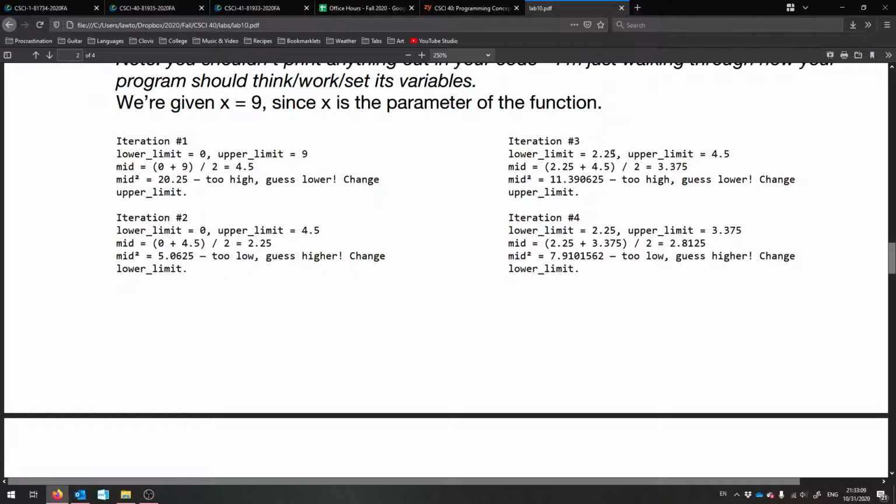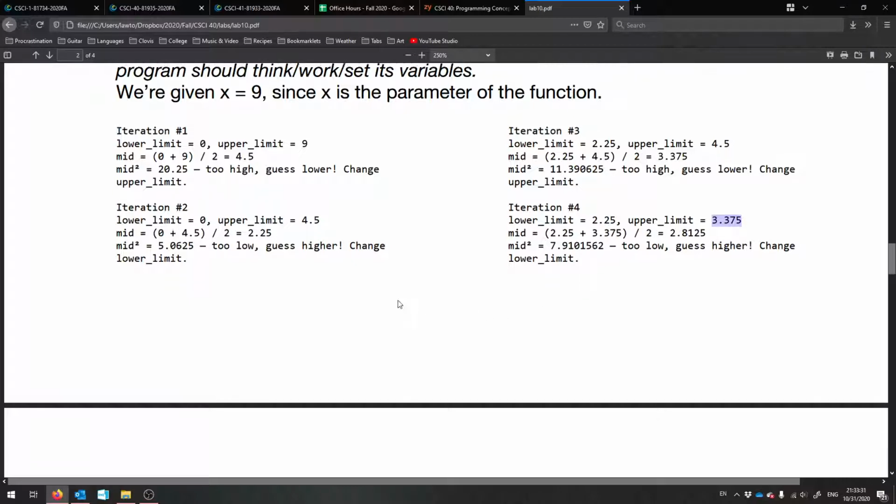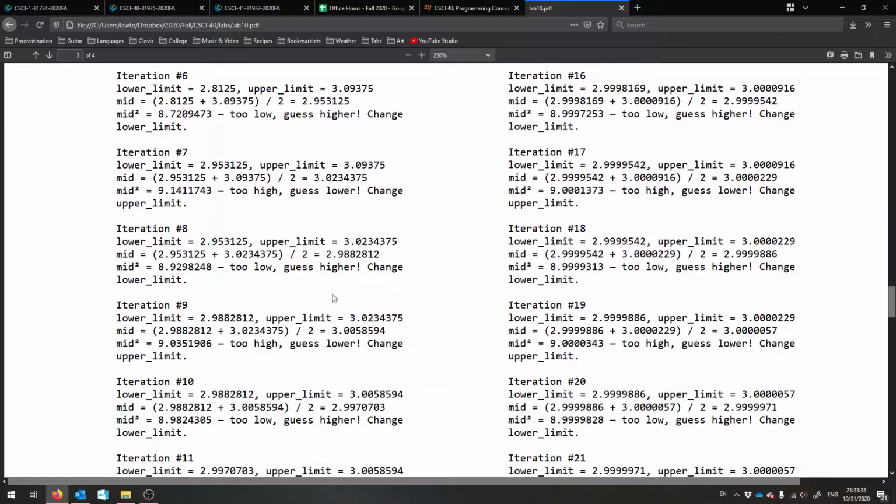So now the lower limit becomes the old mid. Sorry, I hope that makes sense. And then you'll just keep on going like that, cutting off your search space. Eventually, you'll guess high again, then you'll change the upper limit. And so now you know that the square root must be between 2.25 and 3.375, and you're going to keep on following this process. Okay?